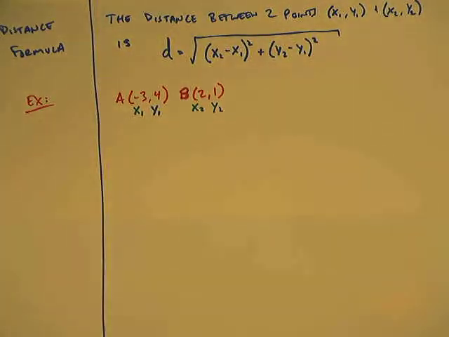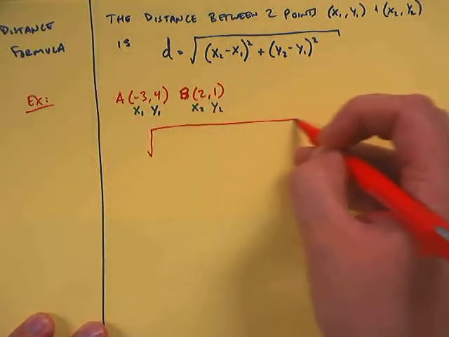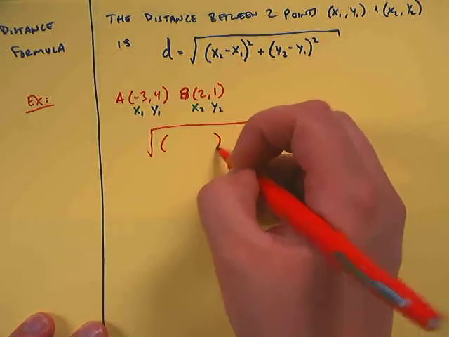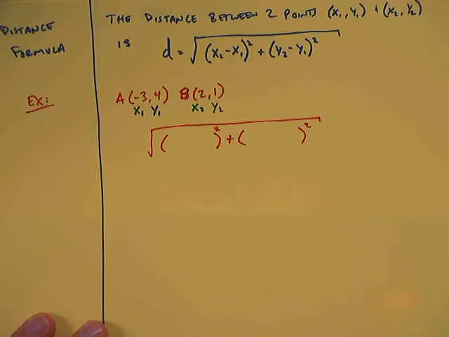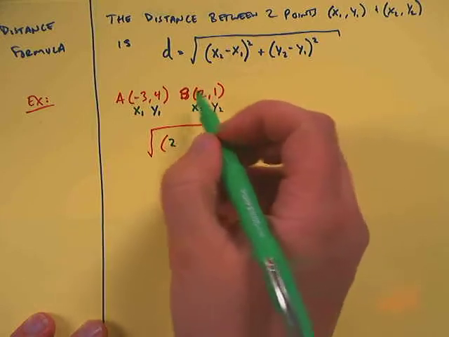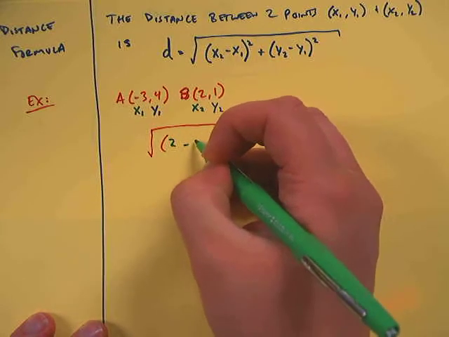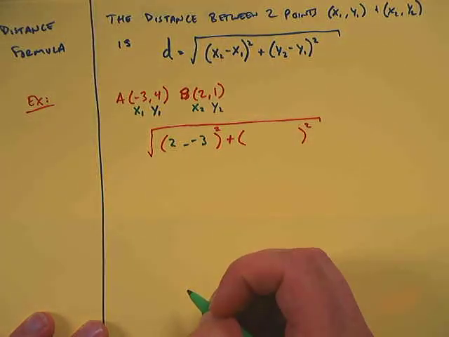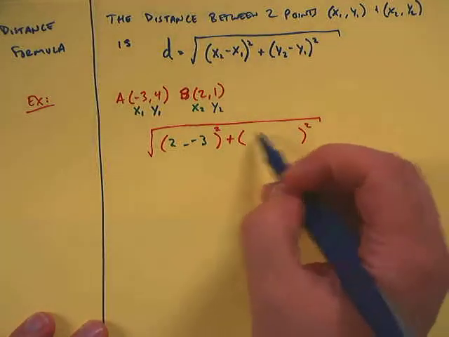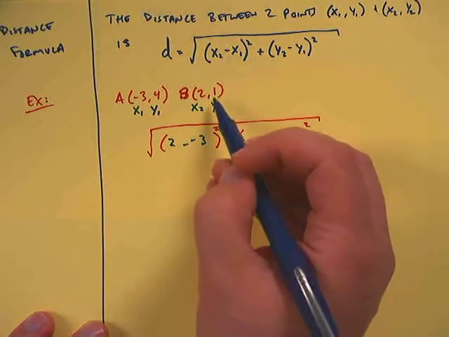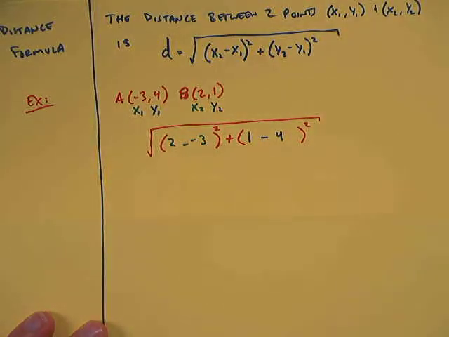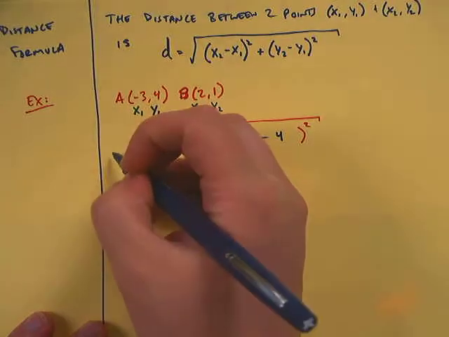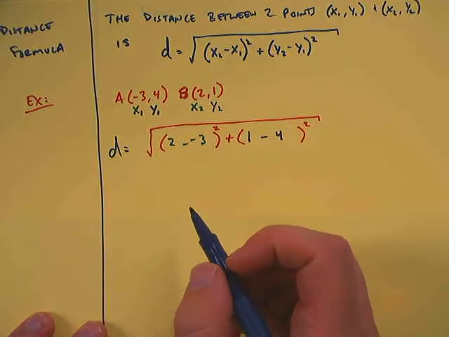Anyway, sorry about that. Now what we want to do is plug these points into this formula. So I'm going to make my big square root. And here we go. You can even put in your parentheses and stuff ahead of time in your squares if you want to. So we set that up. And then we go x2, which was 2, minus x1, which was -3. So we go minus -3. And then in the other set of parentheses, we have y2 minus y1. So we go y2, which is 1, minus y1, which is 4.